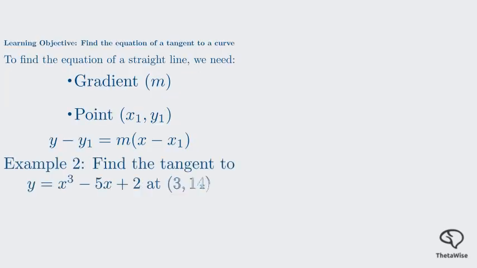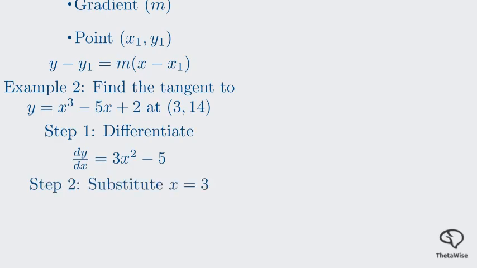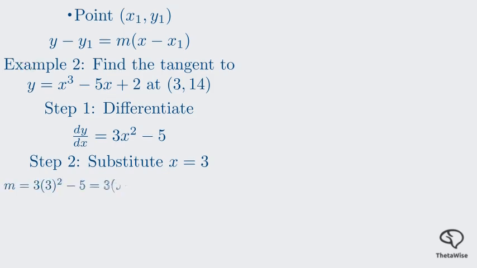Example 2. Find the equation of the tangent to the curve y equals x cubed minus 5x plus 2 at the point 3, 14. Step 1. Find the gradient by differentiating. Step 2. Substitute the x-coordinate of our point, which is 3, into the derivative to find m. m equals 3 times 3 squared minus 5, which is 3 times 9 minus 5, giving 27 minus 5, which equals 22. So the gradient of our tangent is 22.